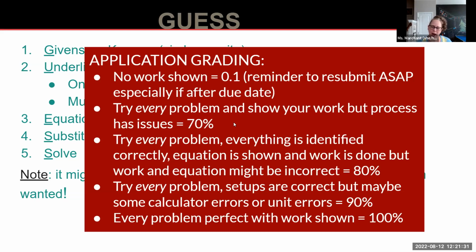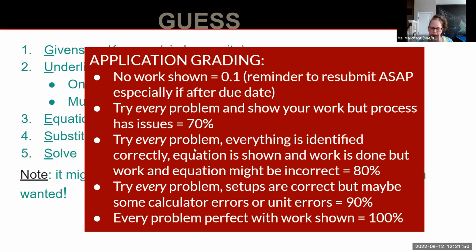Okay. Now, how do I do grading? If you try every problem and show your work on every single problem, but you have some issues and can't quite figure out what you're doing, you're going to get a 70% on that. And then you can resubmit it if you want to improve that grade.